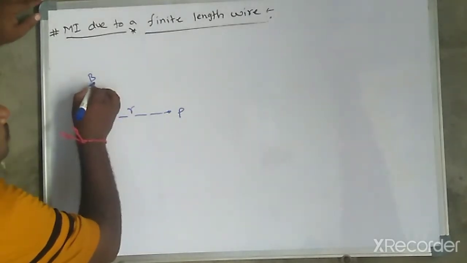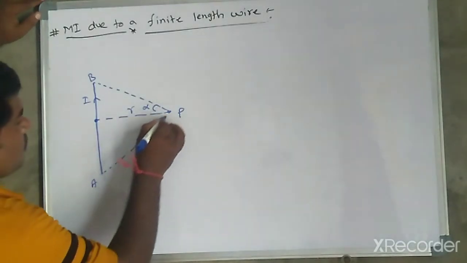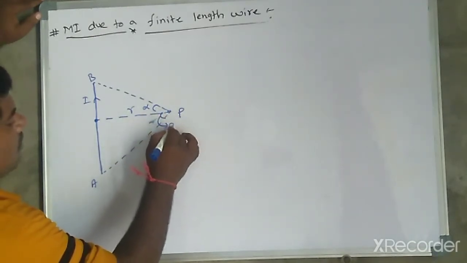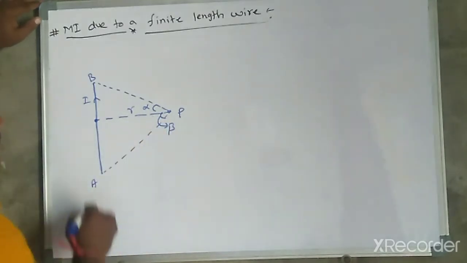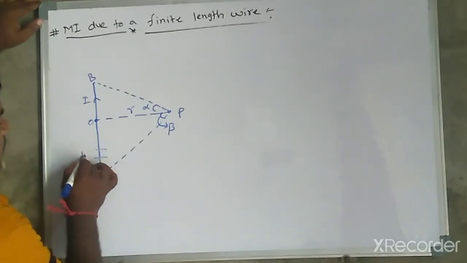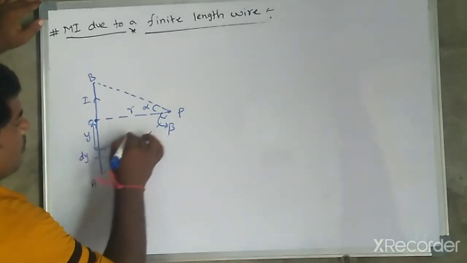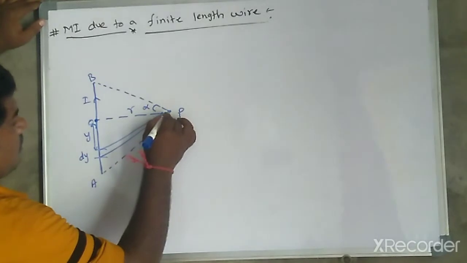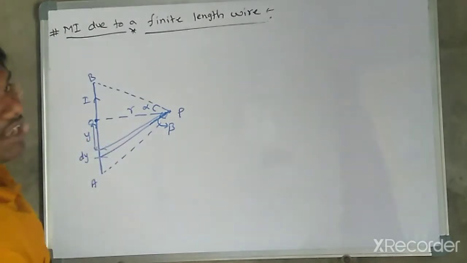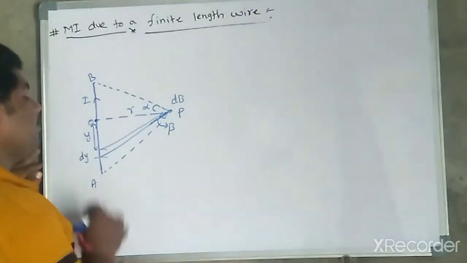This one is an extreme position, making angle alpha. This one is also an extreme position, making angle beta. This is the angle beta. This is O. So let us consider a small element dy. Here to here the displacement is y. Due to this small element, the magnetic induction produced at point P is dB.